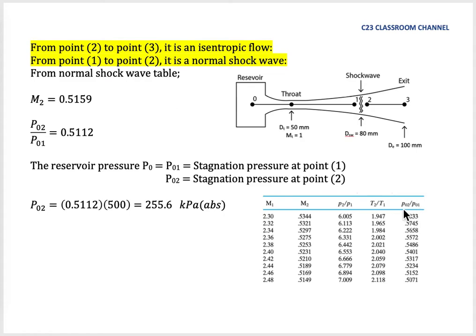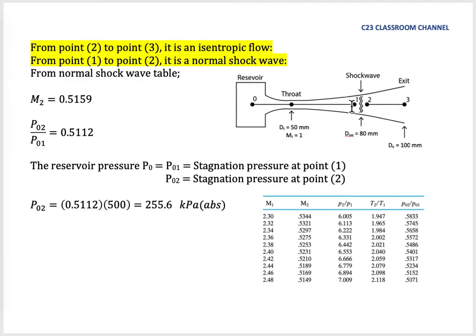First, you need to understand what is the meaning of PO2 over PO1 here. PO here, the naught here, the 0, shows the stagnation point, and the 2 and 1 here show the point at number 1 and number 2 here. So PO2 means the stagnation pressure at point number 2, which is the point after the shock wave, and PO1 is the stagnation pressure at point number 1, where it is a point before the shock wave occurs. So this is the meaning of PO2 over PO1.